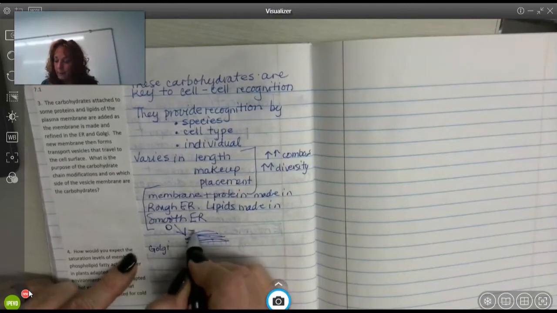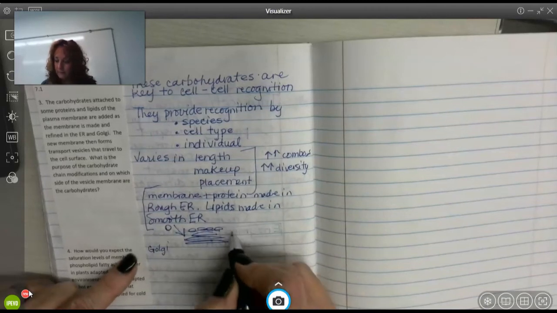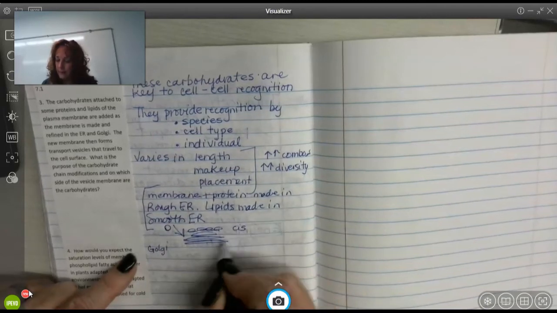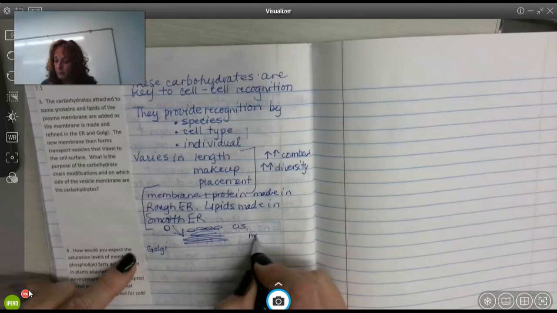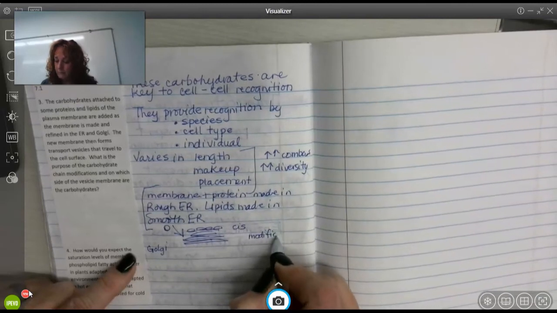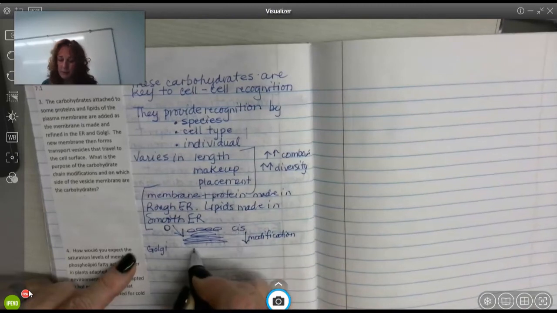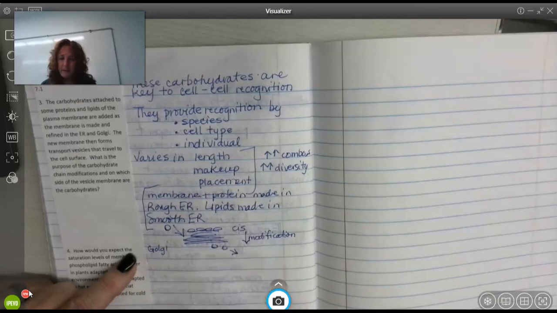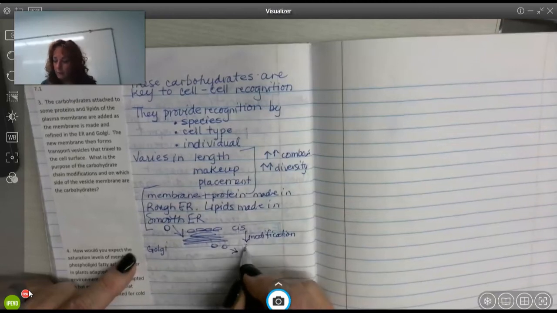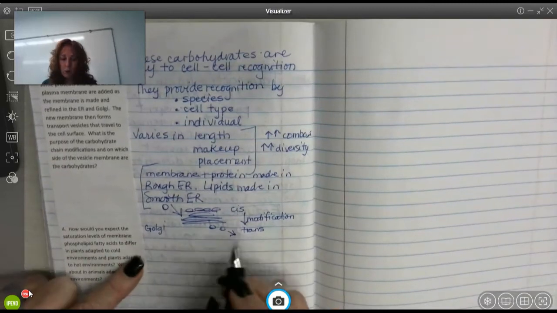And once you have enough vesicles, you form a new cisternae on that cis side. And then there's modification that occurs all the way through. So then you would have modification where you'd add the carb chains, you'd add all of those pieces, and then you'd have this vesicle that comes off of the trans side. And so we'll look at what this looks like.